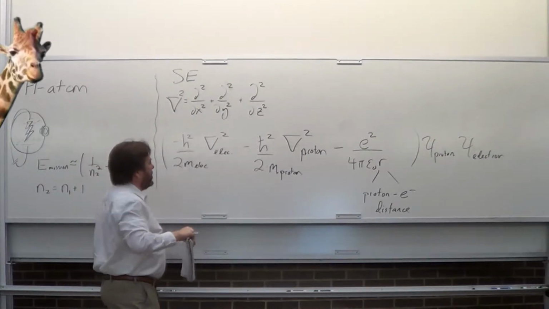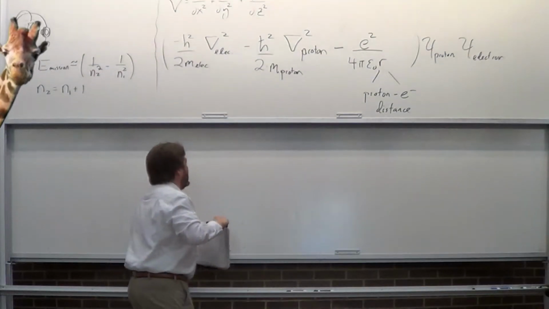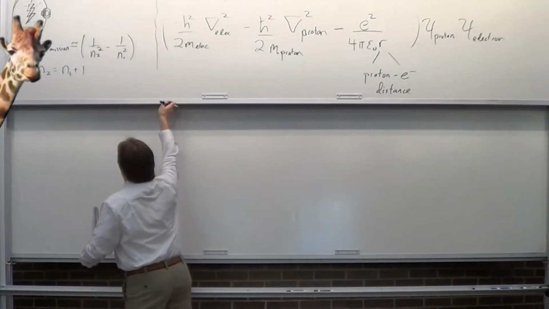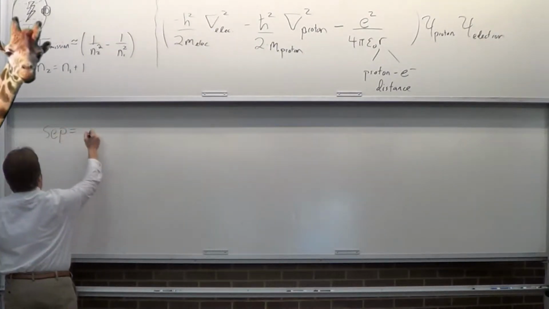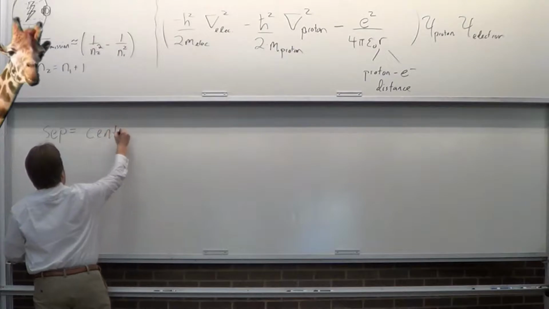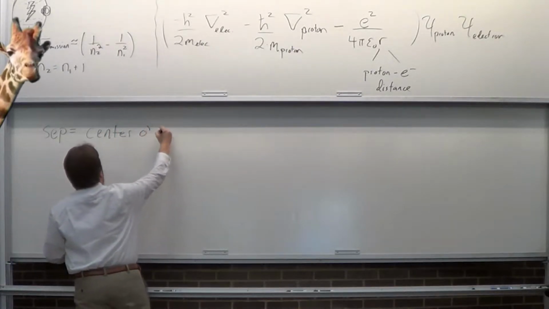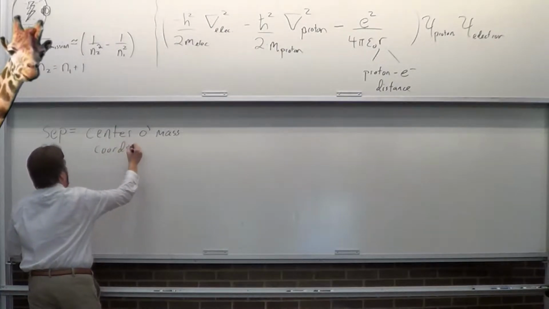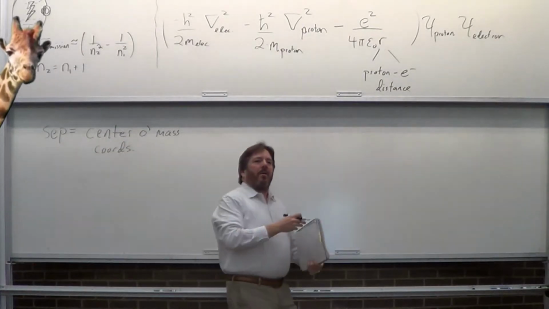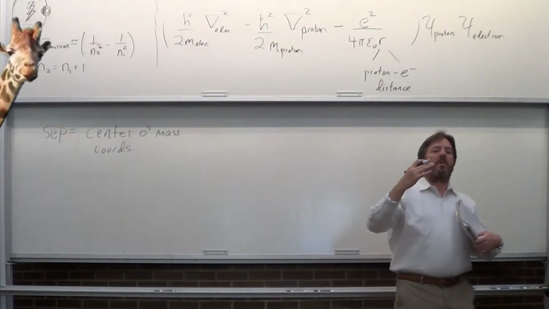Now, instead of going through all the math to show you, I'm just going to tell you real quick what the answer is. So separability equals center of mass coordinates. Sorry for my shorthand. Okay, so just like now remember Maxwell-Boltzmann.